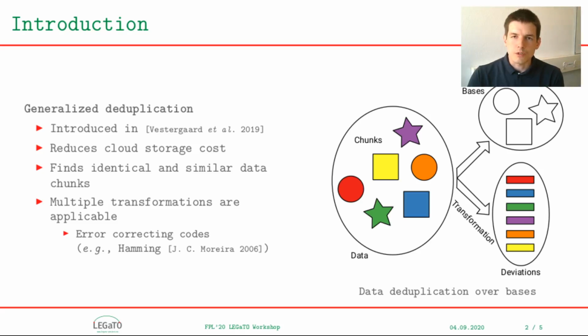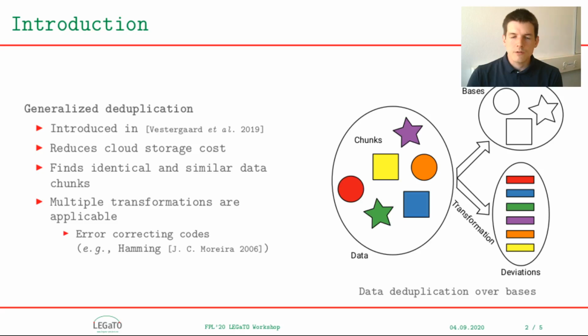What is generalized deduplication? Generalized deduplication is a concept that was introduced by Rasmus Vestergaard at Aarhus University. The initial goal was to reduce the cloud storage cost. It does so by finding identical and similar data chunks, while applying a transformation function. This transformation function is typically an error-correcting code. In our case, we use Hamming codes.